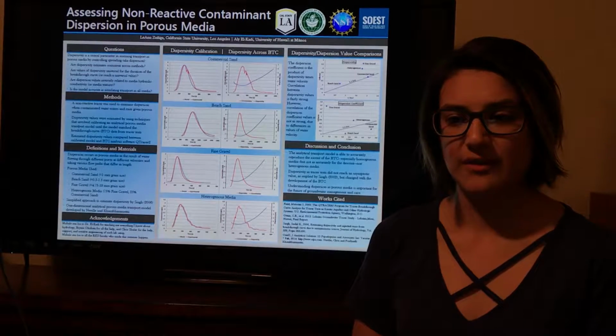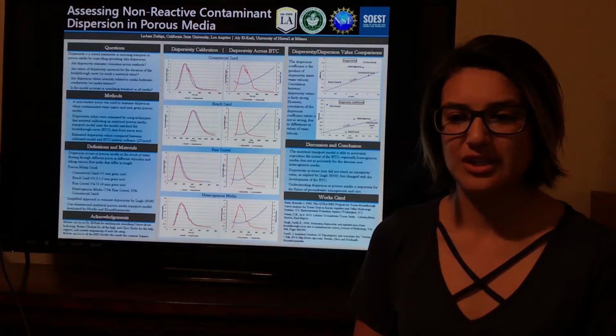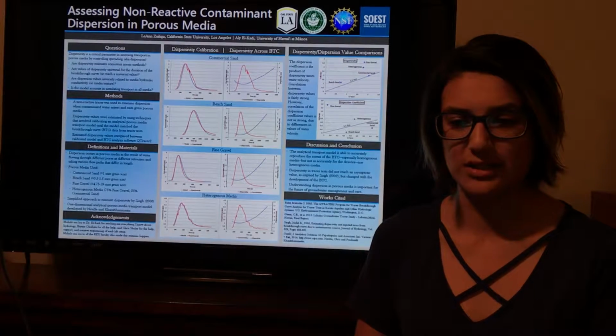Correlation between the dispersivity values is fairly strong, meaning the model kind of worked. However, correlation of the dispersion coefficient values is not as strong due to differences in values of water velocity.